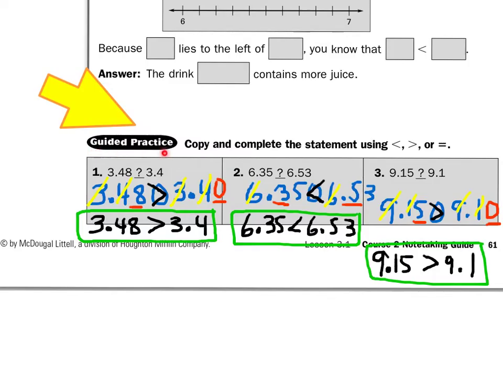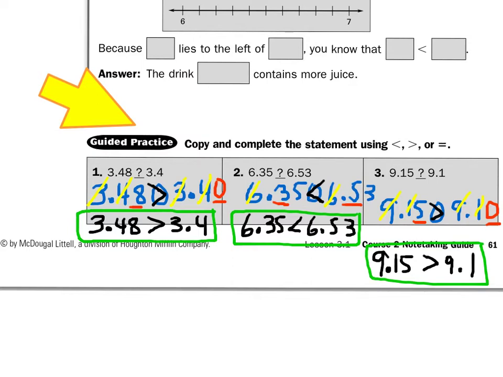Okay, so take a look at the guided practice. They want us to copy and complete the statement using is less than, is greater than, or equal to. So the first thing I did with my blue pen is I copied the numbers they gave us. 3.48, I put that circle, and then 3.4. Now, what I did with my red pen, I want you to notice, see how it has 3.4, and then with my red, I added that invisible 0 at the end. And now I start comparing.